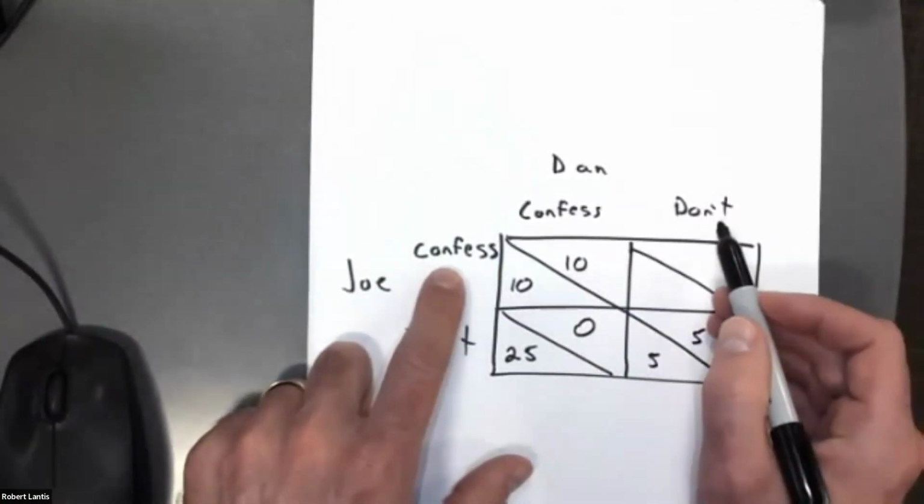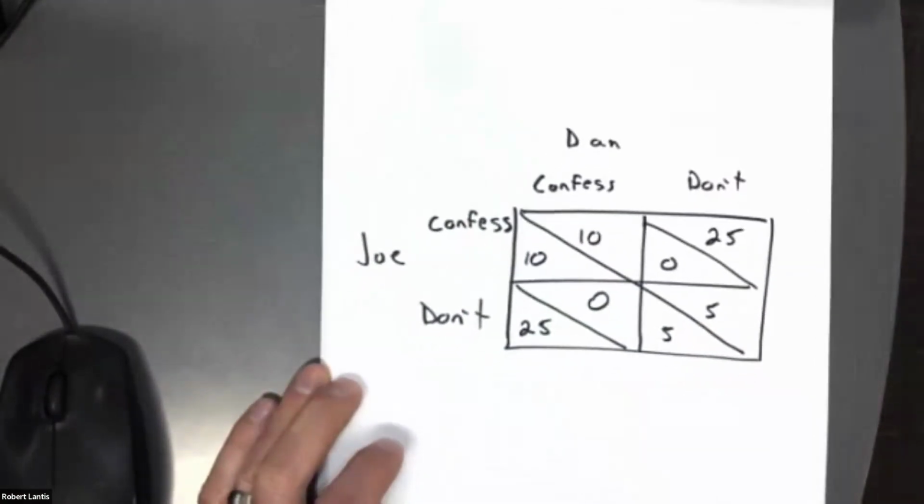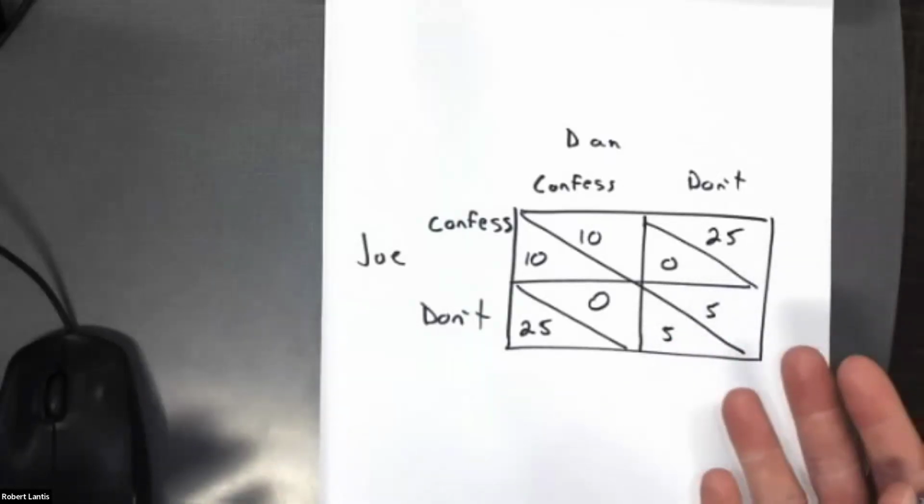If Joe confesses but Dan doesn't, Dan gets the 25 years and Joe gets to go free. Now, here's kind of a weird example, because what's the better payoff here? Well, a better payoff is going to be a lower value because this represents jail time.